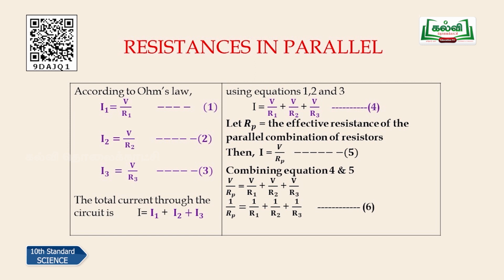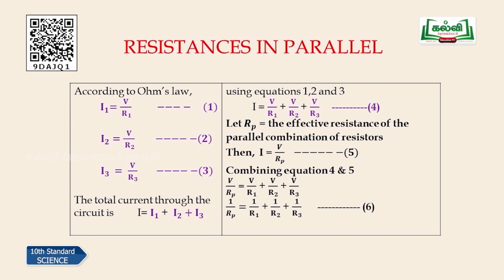Now we have to take the effective resistance of the parallel combination of resistors. In series circuit we have taken Rs. Now for parallel combination we have to take the Rp. That means I is equal to V by Rp.